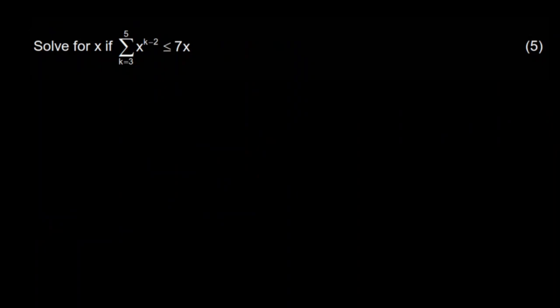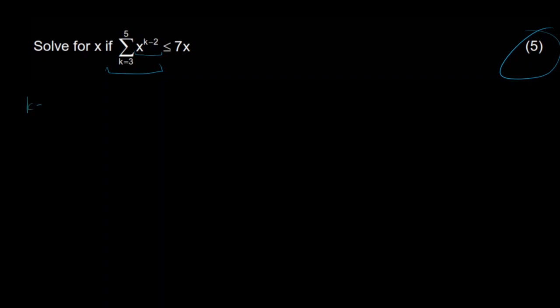Move right along. Seems like we have a mixture of concepts over here. Left the mark allocation intact. So what do they want? They want us to solve for x if the summation from the third to the fifth term of the general term x to the power k minus 2 is less than 7x. So let's take care of our sigma notation over here, our summation as given in sigma notation. Well, it's just terms 3, 4, and 5, so we might as well calculate those on their own.